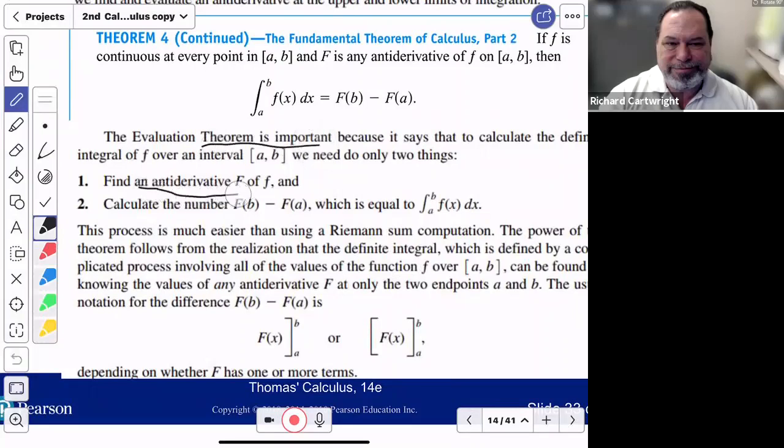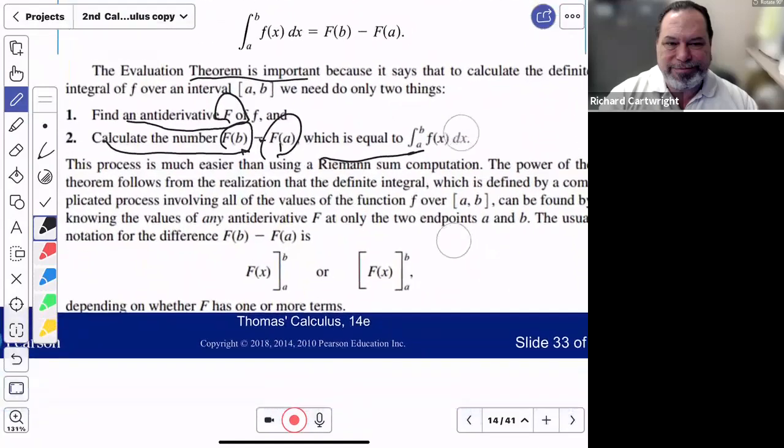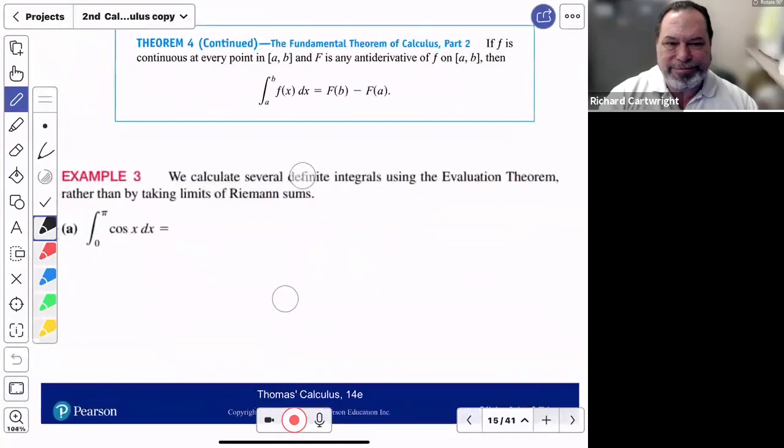First, find your antiderivative, big F. Then calculate your big F of B minus big F of A. And when you do that, that's equal to the definite integral. This process is much easier than using Riemann sums. Riemann sums were those rectangles, whether there's infinity of them or two of them. It's called Riemann sums. He wants us to practice them.